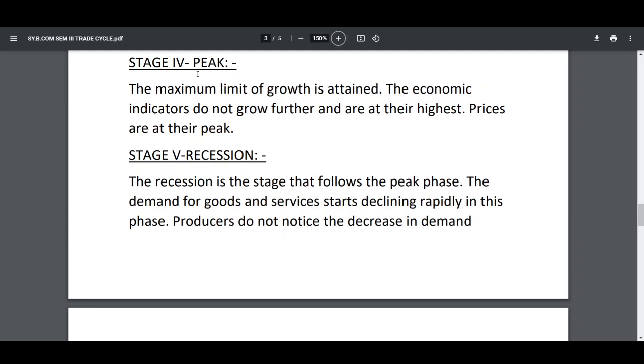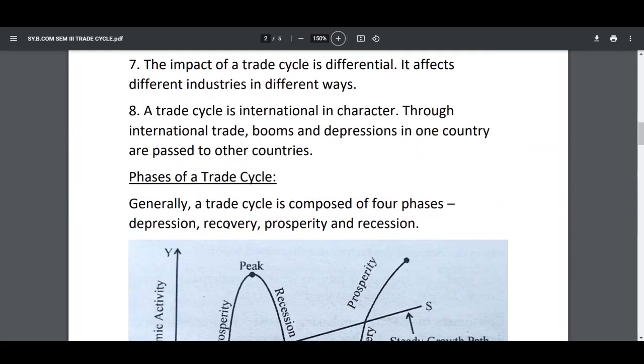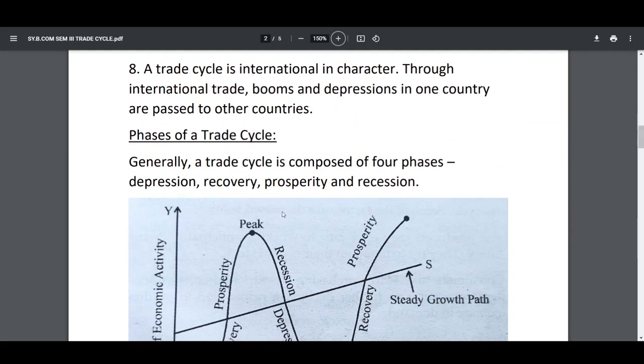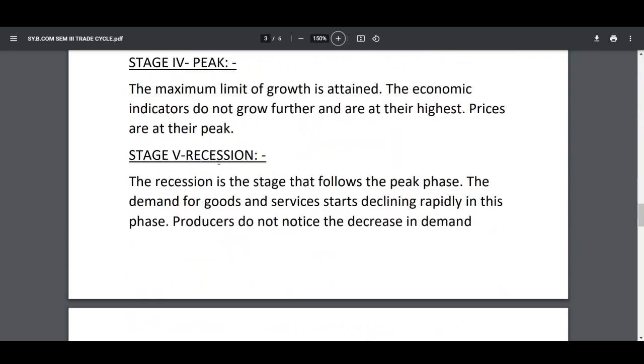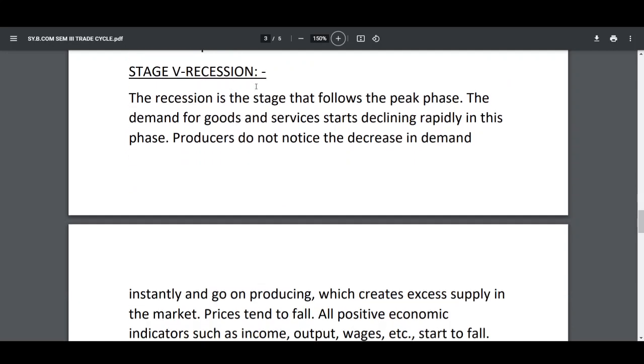Stage 4, peak. This is the maximum limit of growth. The maximum limit of growth is attained here in this stage, peak. The economic indicators do not grow further and are at their highest. Prices are at their peak. That means maximum level.